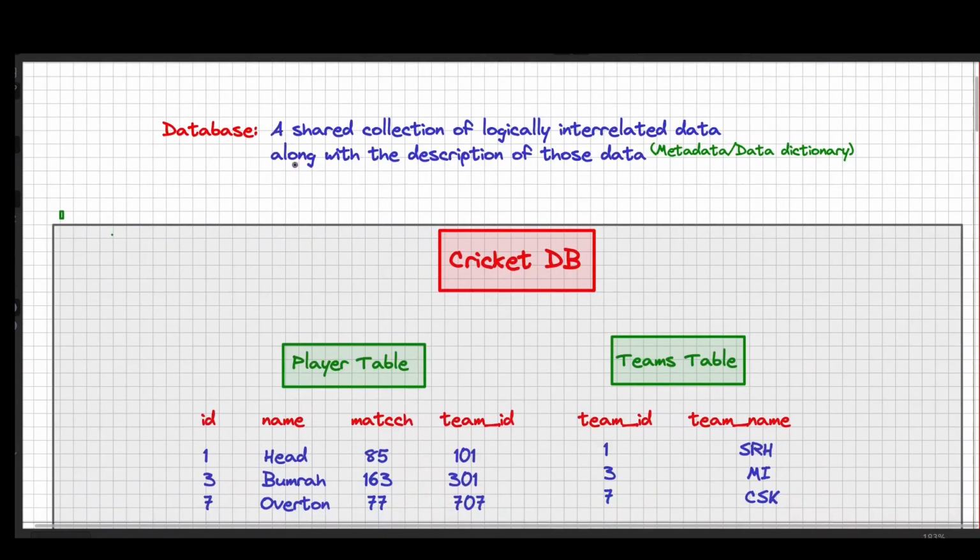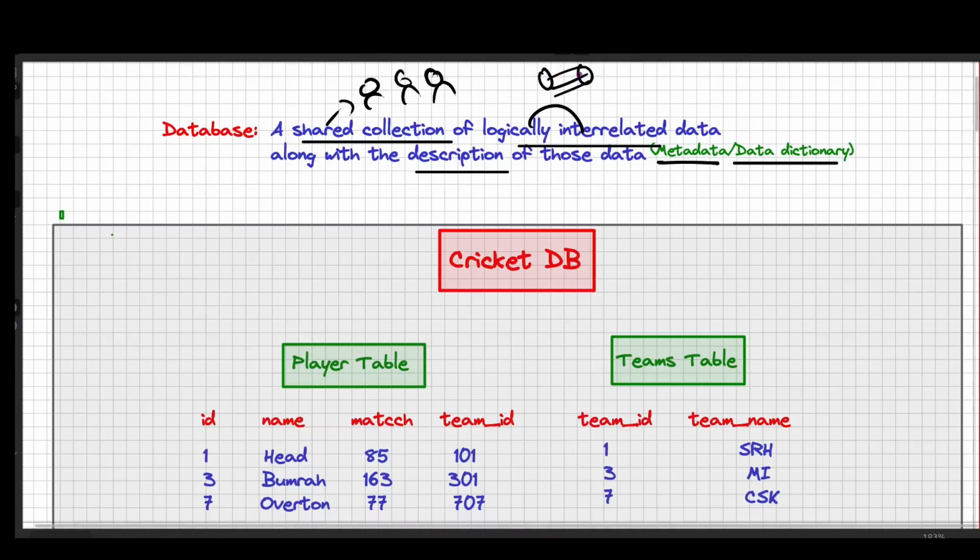So what is database? Database is a shared collection of logically interrelated data along with the description of those data. And this description is called metadata or data dictionary. Shared collection means it is used by multiple users at the same time. And logically interrelated means there is meaningful relation among those tables or the data.